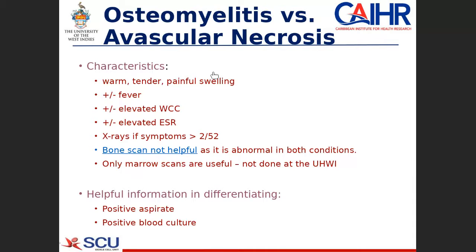All right. Now, what is going to be very important in trying to differentiate between osteomyelitis and avascular necrosis is getting either a positive blood culture or a positive bone aspirate. So you would certainly need to have the help of your orthopods in trying to determine this diagnosis.